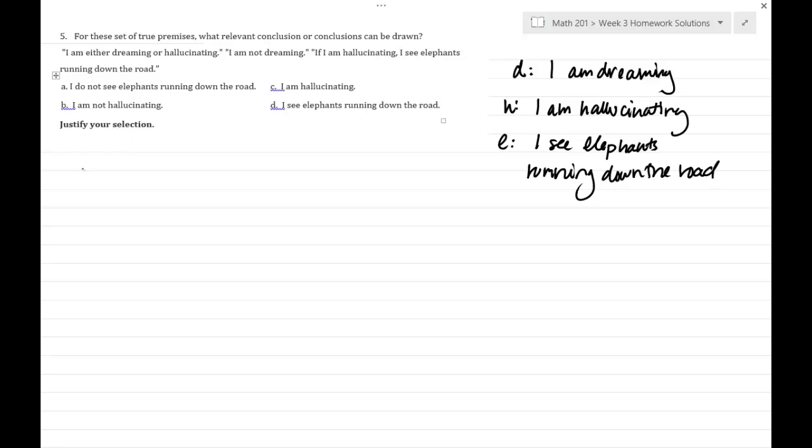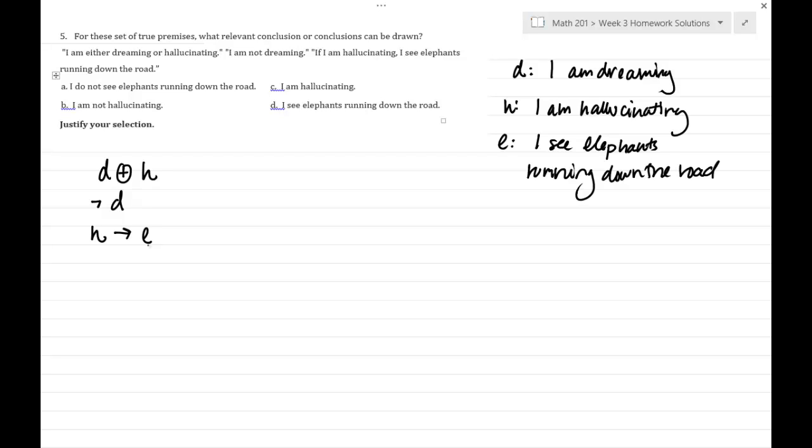So I am either dreaming or hallucinating. So I'm going to say D exclusive or H. I am not dreaming. So negation of D. If I am hallucinating, then I see elephants.